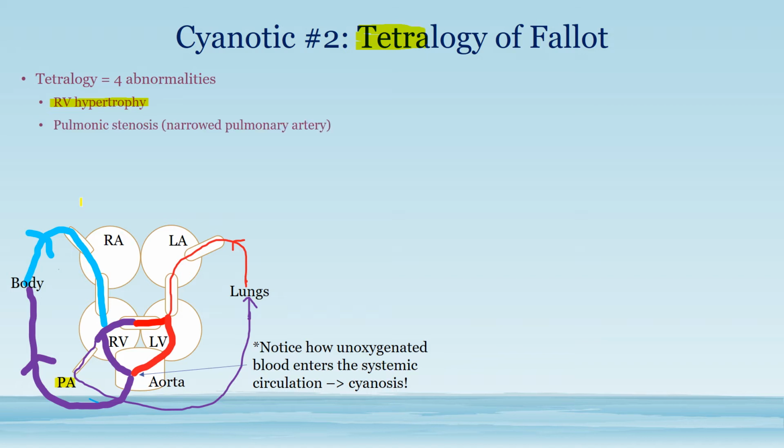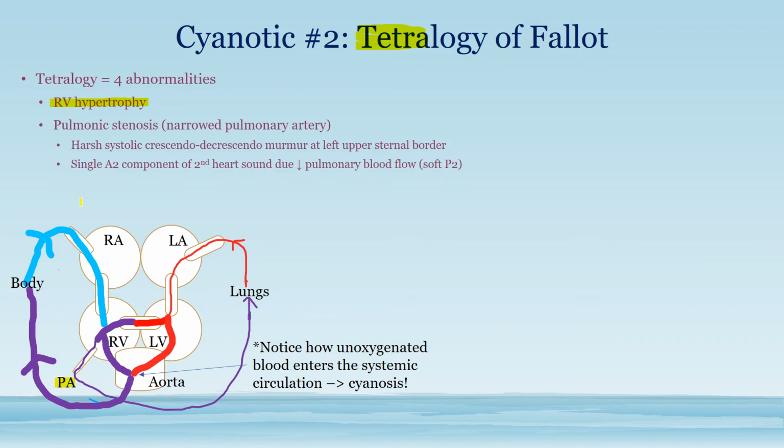So we have the pulmonic stenosis that we just talked about, one of the 4 abnormalities, and this causes a harsh systolic crescendo-decrescendo murmur at the left upper sternal border. This is the classic murmur for pulmonic stenosis, and you'll commonly hear this whenever you have Tetralogy of Fallot.